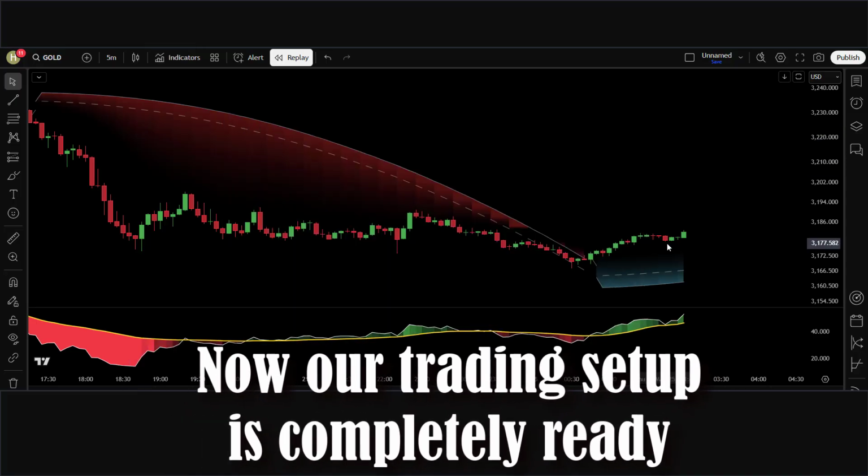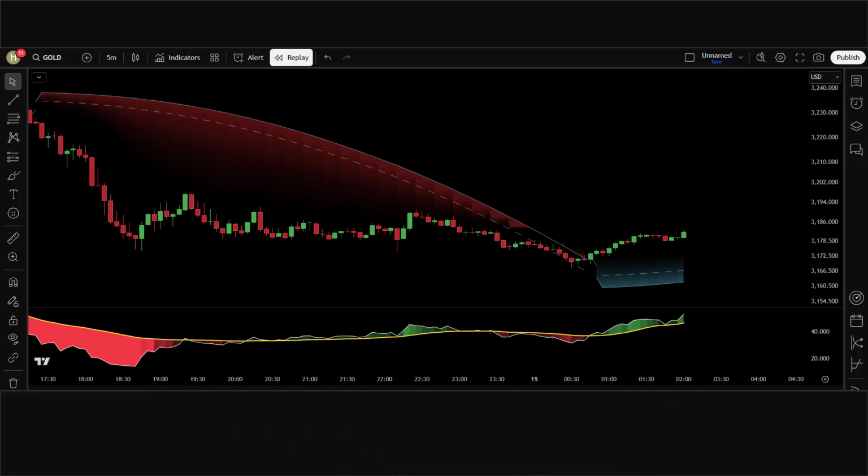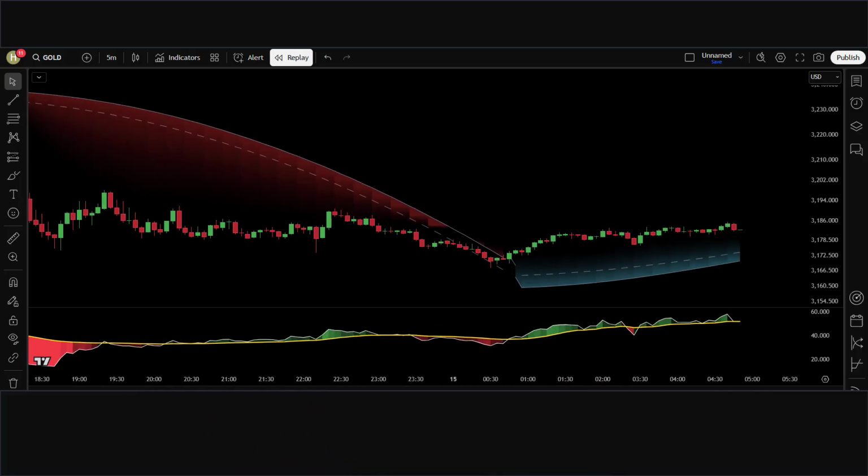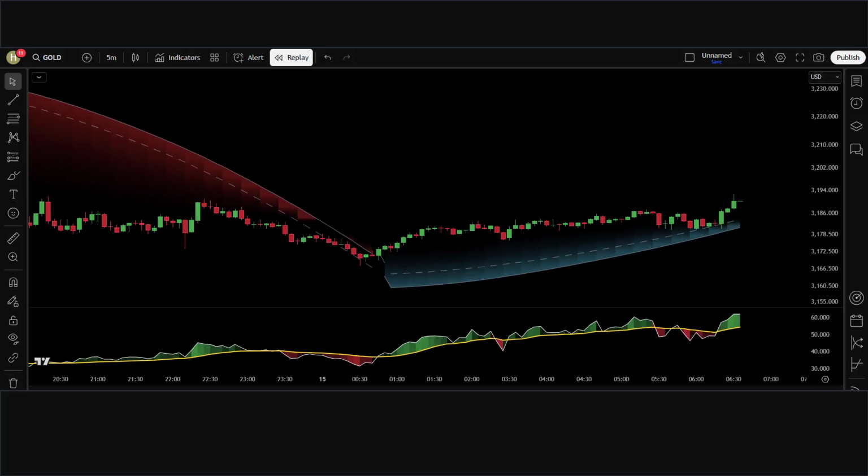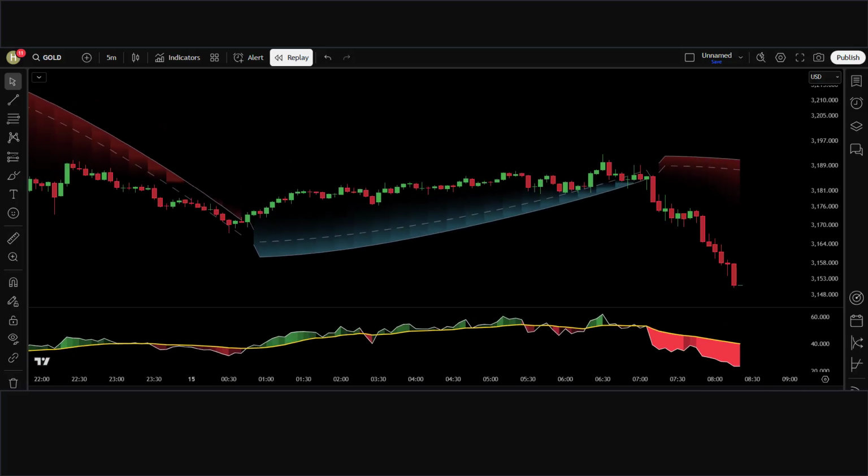Now our trading setup is completely ready. So what do you think? Are you ready to give this TradingView strategy a shot? I'd love to hear your thoughts in the comments below.